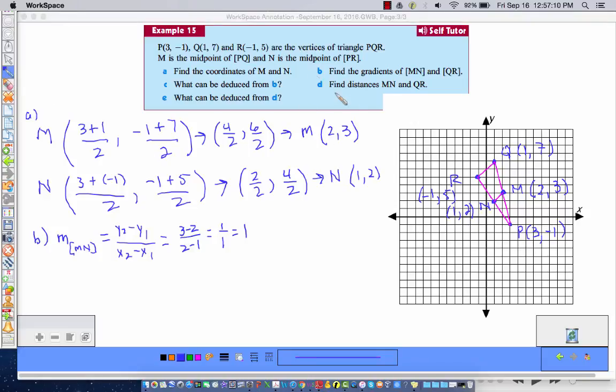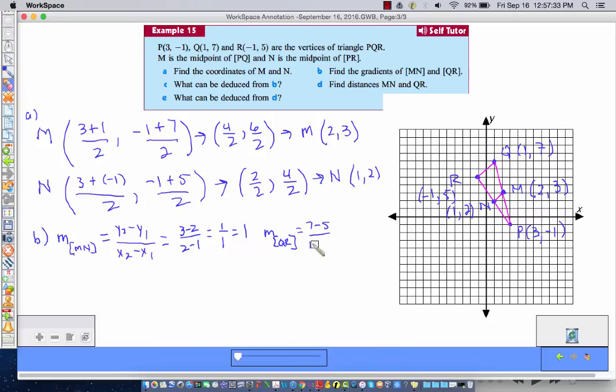And then they also want the slope of QR. So the slope of QR, I'm not going to recopy the formula here. QR, where, let's see, so it would be 7 minus 5 over 1 minus a negative 1. Oops, wrong parenthesis there. 1 minus a negative 1, which equals 2 over 2, which also equals 1. Okay, so the slope of this is 1 as well.